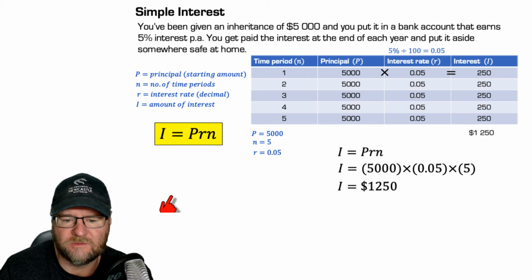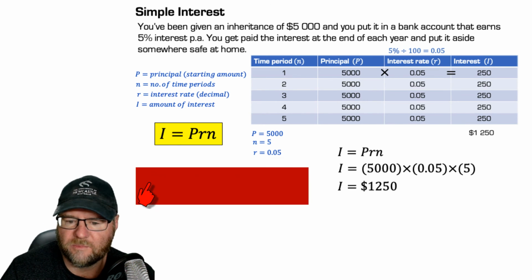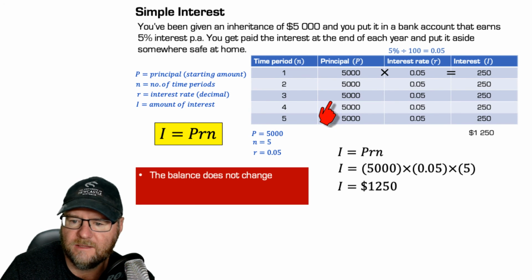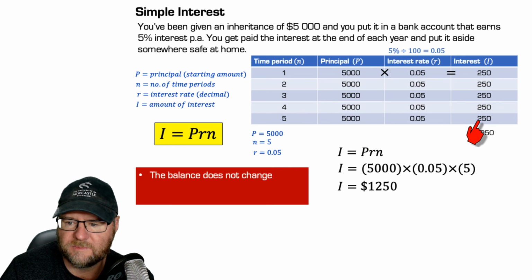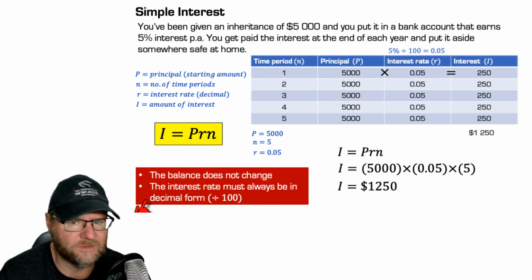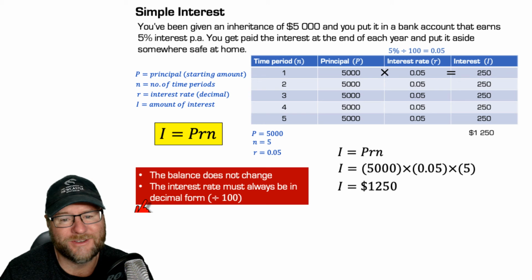number of time periods. So just remember, as we wrap up, for simple interest, the balance or the principal amount never changes. And you'll see that here, because I'm not putting the money back in. The interest earned in each period stayed the same. And importantly, we always write our interest rate in the decimal form. All right, good job. That's your intro to simple interest.